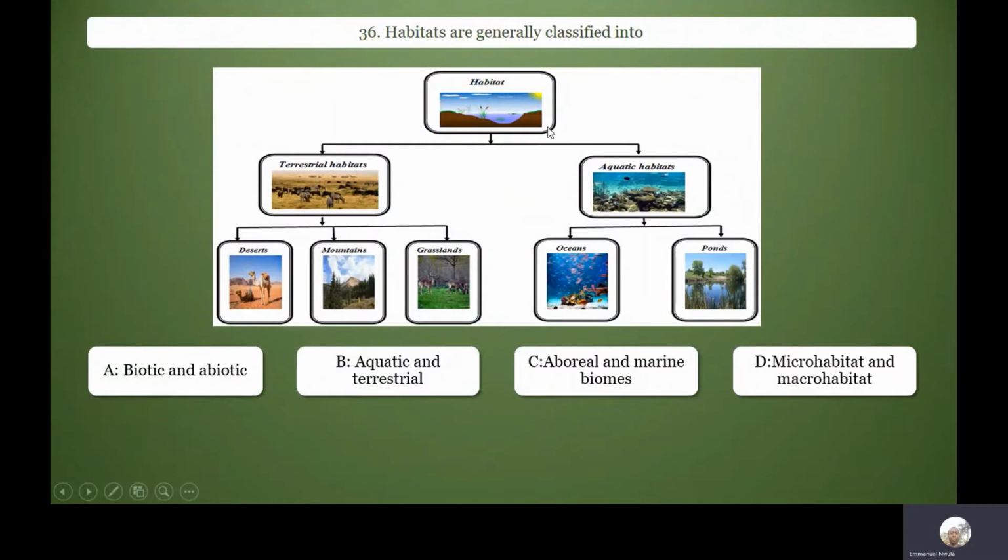Habitats are generally classified into aquatic and terrestrial habitats. That's water and land habitats, the two major types. Aquatic is further divided into freshwater, marine, and estuarine. And terrestrial is further divided into arboreal, ground habitats, and underground habitats.